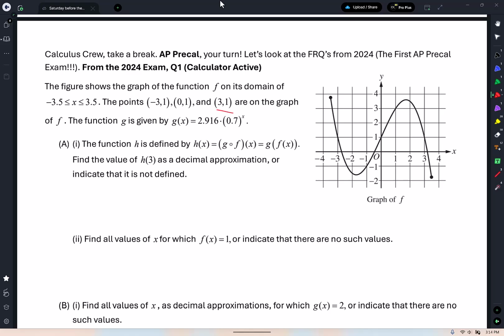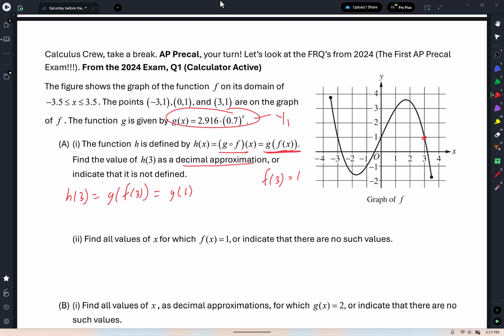So the first thing I would do, you're probably going to need this, I'll put that in y1. The function h is defined as g composite of f, and so this means f is inside of g. Find the value of h of 3 as a decimal approximation, or indicate that it is not defined. All right, so let's do that. h of 3 equals g of f of 3. And f of 3 is 1. That was given.